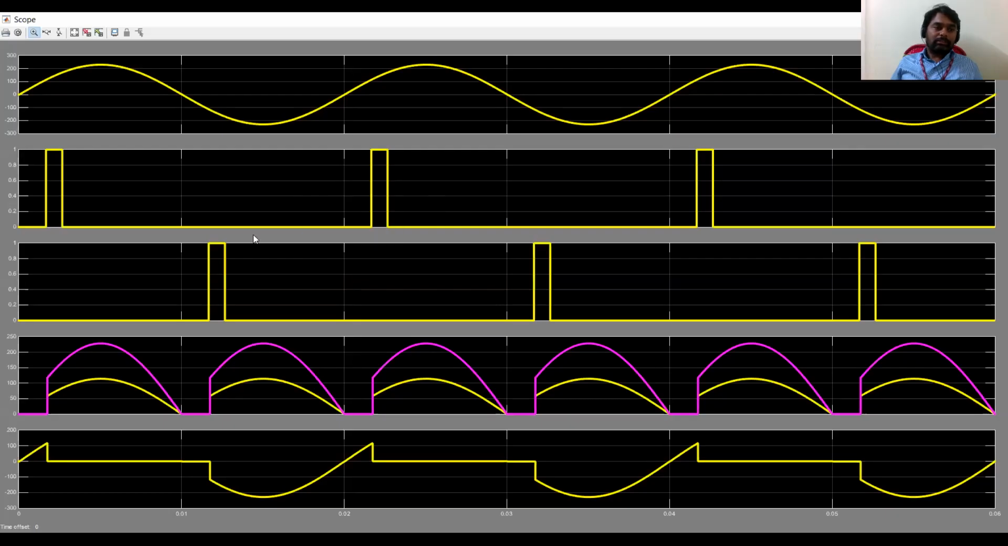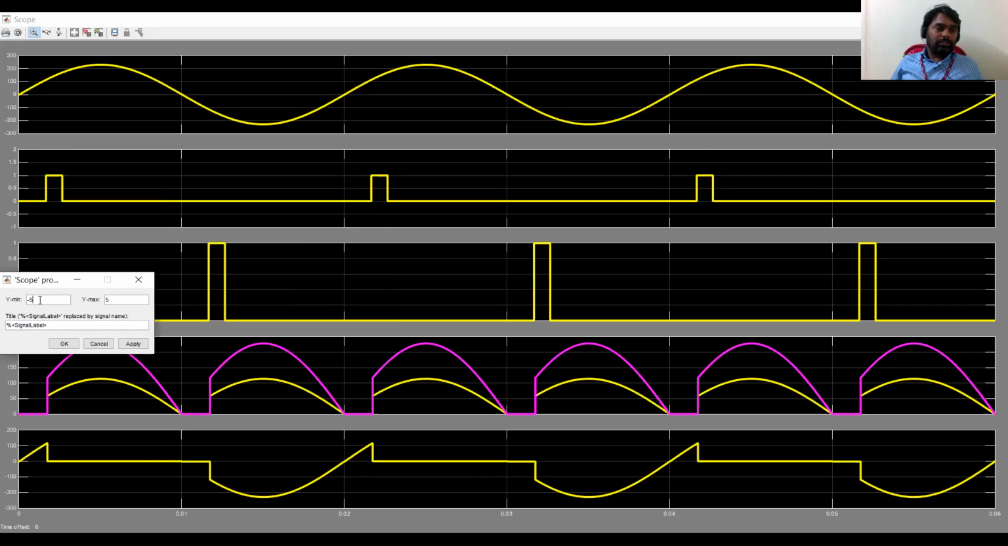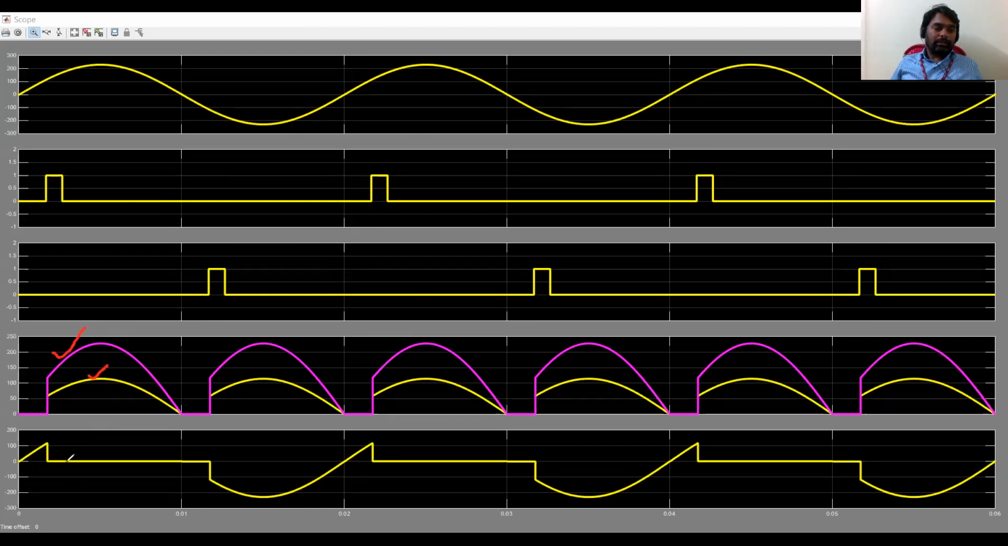Right here you can see the scope waveforms, where the first one is the input voltage, the second one is the pulse given to T1, and the third one is the pulse given to T2. This is the output voltage and output current, and you can see here T1 is in conduction state, from here to here. Okay, let me show you the waveforms.